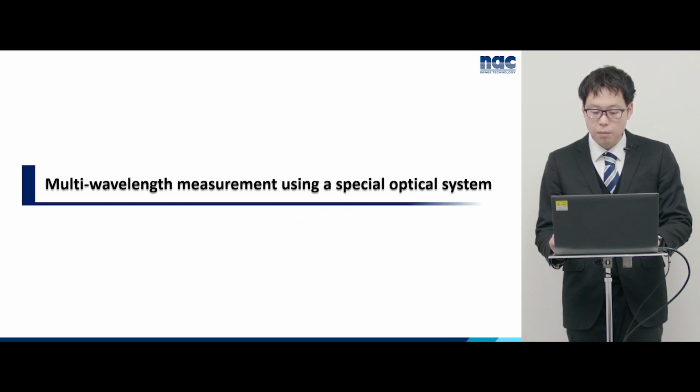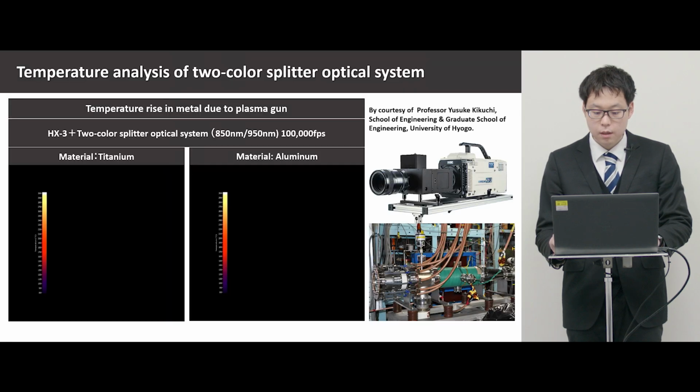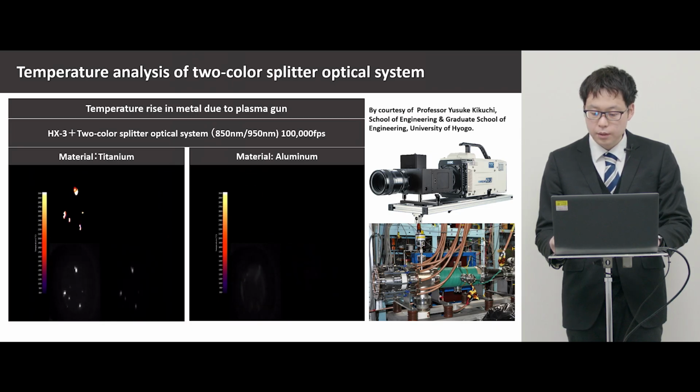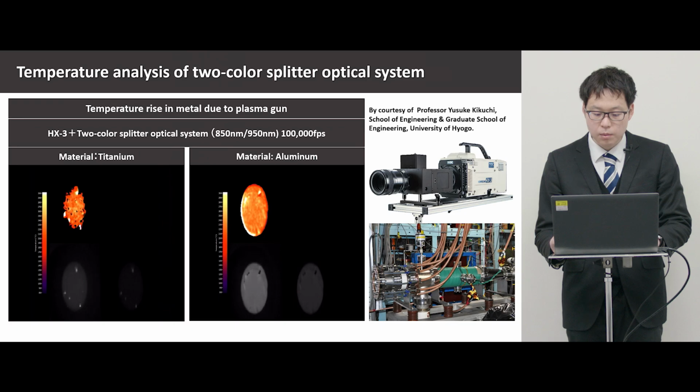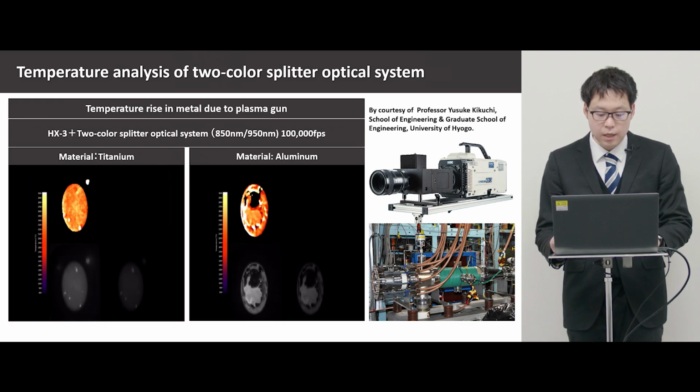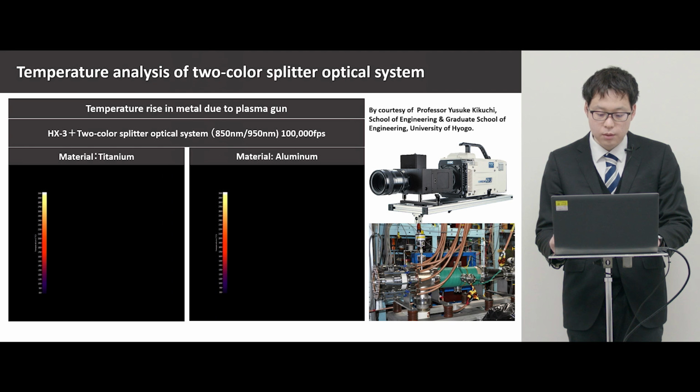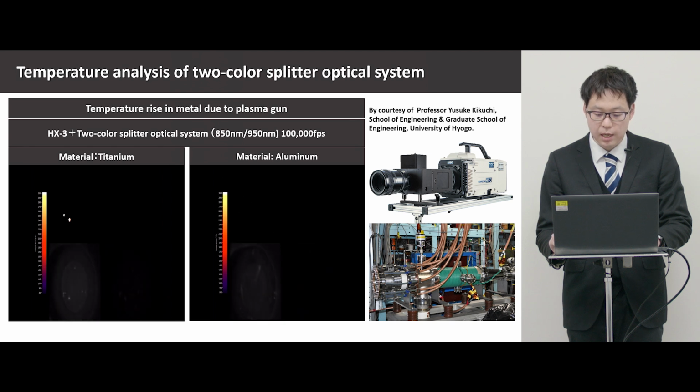I will introduce multi-wavelength measurement using the special optical system. First, I'd like to introduce metal temperature analysis using the two-color splitter optical system. At Professor Kikuchi's laboratory at the University of Hyogo, we capture the temperature rise of metal subjected to high-speed impact by a plasma gun.